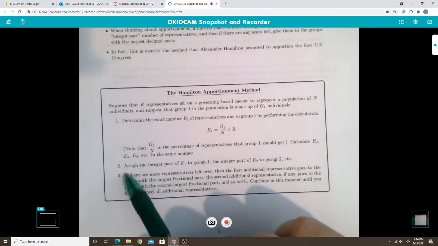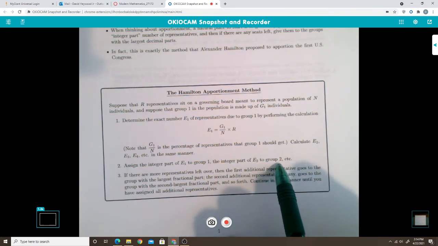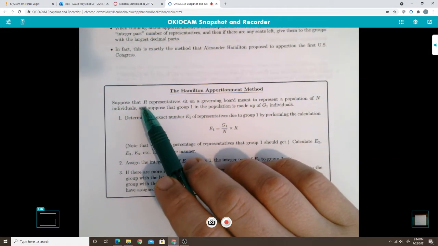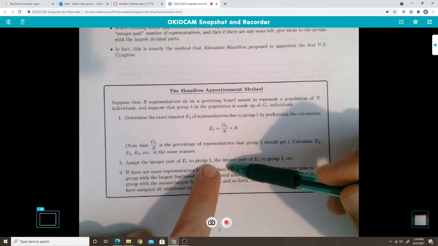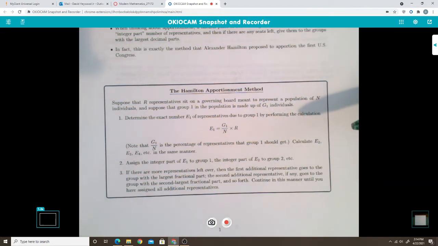So what we do is we assign the integer part of E1 to group 1, and then we assign the integer part of E2 to group 2 and so forth. Now, having done all of that, you might have a couple representatives left over to assign to some state, right? So again, there are 435 representatives in the U.S. House of Representatives. By the time you finish step 1 and step 2, maybe you've only assigned 432 of them. So you have 3 more representatives that you still need to assign to a state, that you still need to apportion or allocate to a state.